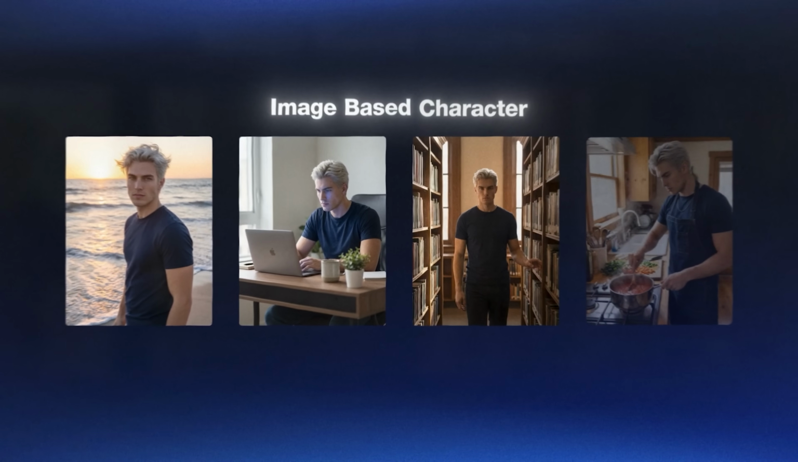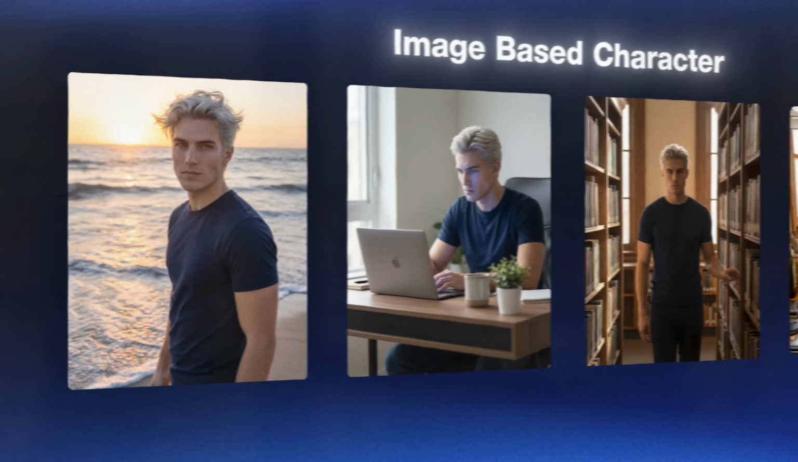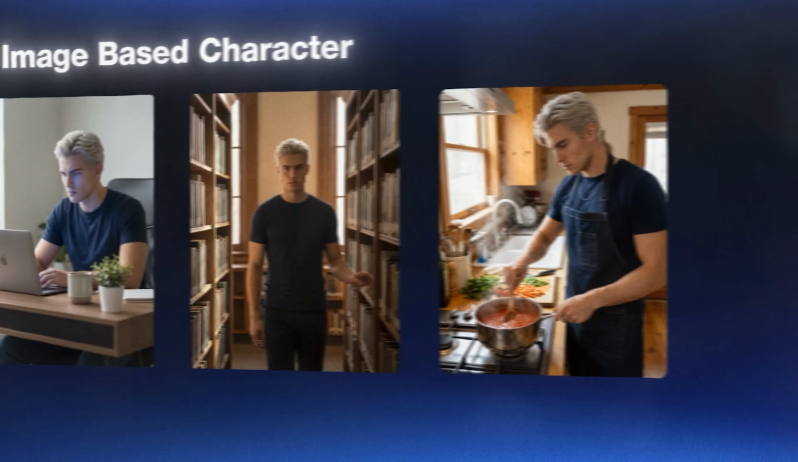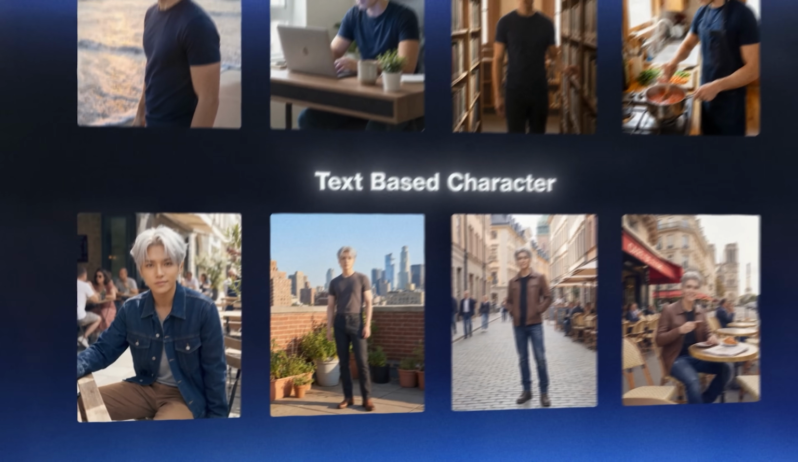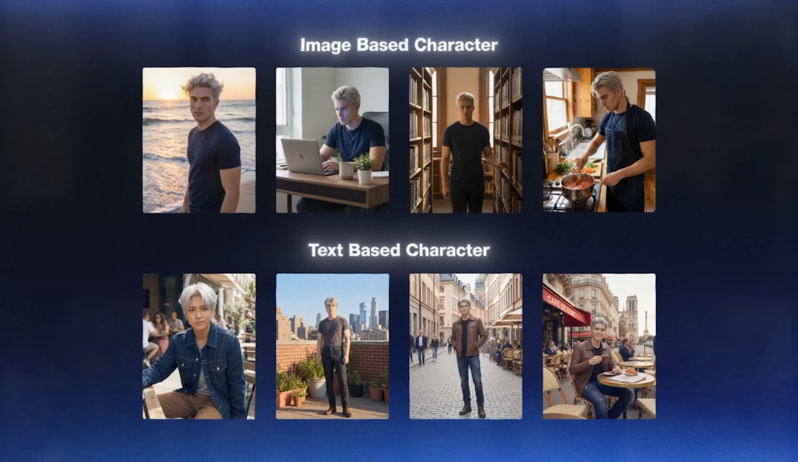The image-based character is going to be noticeably more consistent across generations because the AI has a real visual anchor to work from. The text-based version is still useful, especially when you need something fast or you're experimenting with ideas. But there's typically more variation between generations since the AI is interpreting a description instead of recreating an exact face. That difference matters a lot when you're building content over time. The more consistent your starting point, the more consistent everything that comes after it.